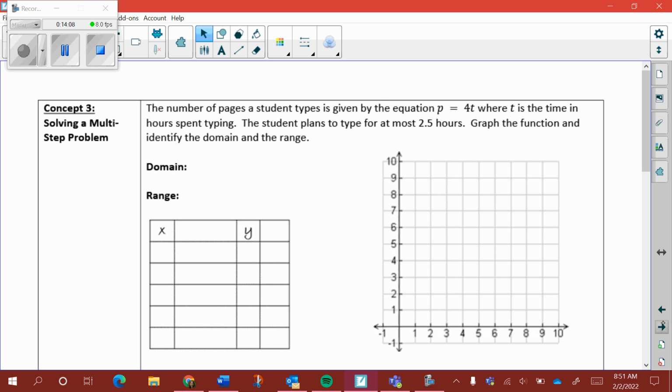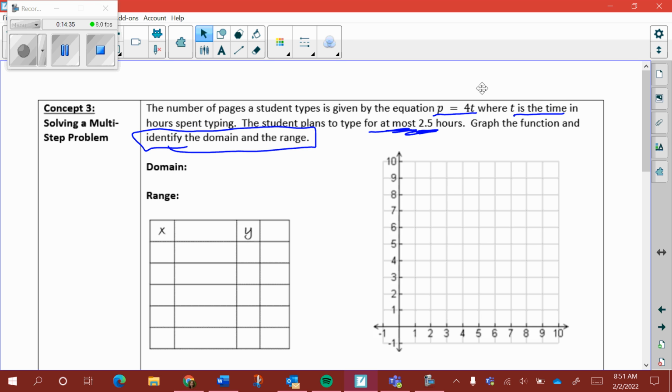Our third concept, the number of pages a student types is given by the equation. So I'm giving you the equation where t is the time. So t equals time of typing, and as at most 2.5 hours, graph the function, identify the domain and range. Okay, so we have quite a few little things we're going to do here. I'm telling you at most 2.5. So I cannot put in my time more than 2.5.